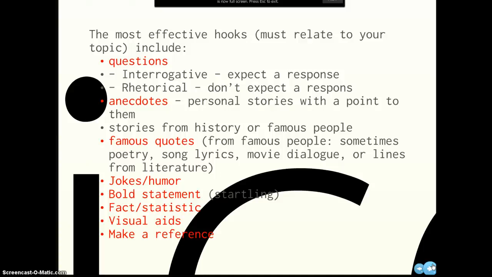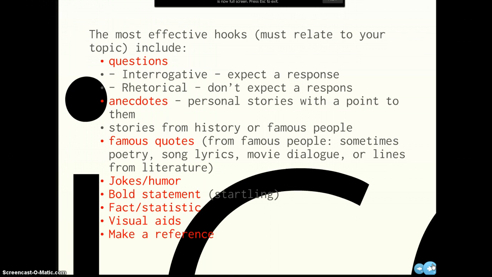Questions are the most common type of hook we use in this class. However, a lot of times the questions I get are very lame, such as, how many of you have ever made a sandwich before? Or how many of you know how to breathe? Those questions aren't really hooks, even though you're asking a question. So make sure you're asking a hard-hitting question. In addition, make sure you're giving the audience a chance to respond if it's supposed to be an interrogative question, or if it's rhetorical, give them some processing time to actually think about it.